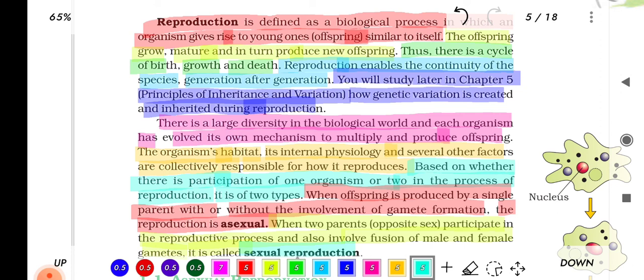Now we will see asexual reproduction in the next upcoming videos.